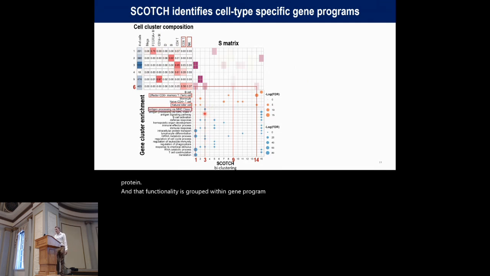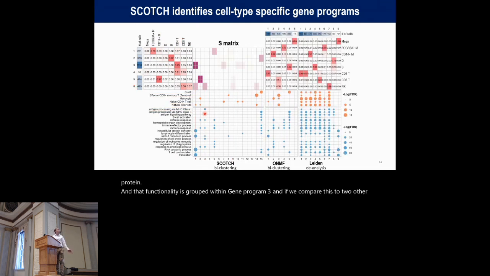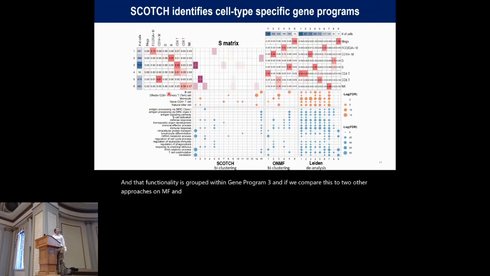And if we compare this to 2 other approaches, ONMF and Leiden, we can see that the annotation for SCOTCH is generally better in that all of our different cell types contain some sort of functional or cell type annotation. In the case of ONMF, that's just not true, where we're missing some functional annotation. In the case of Leiden, generally our terms are overly enriched across multiple different cell clusters, and this is largely due to the sharing between different gene programs across these different cell types.